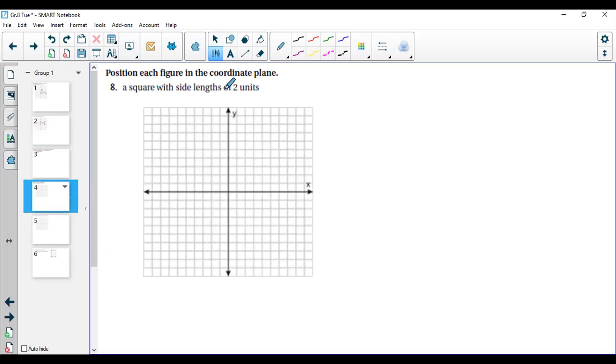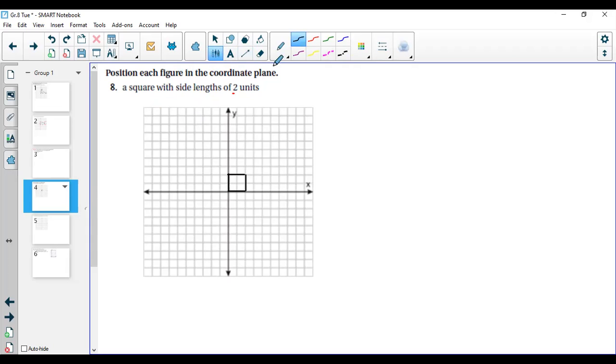A square with side lengths of 2 units. Okay, now they mentioned 2 units, so we stick to 2 units. From the center, 2 units here. You know a square has all equal sides, so 2 up. Again, complete the square. So this is how the square looks like.